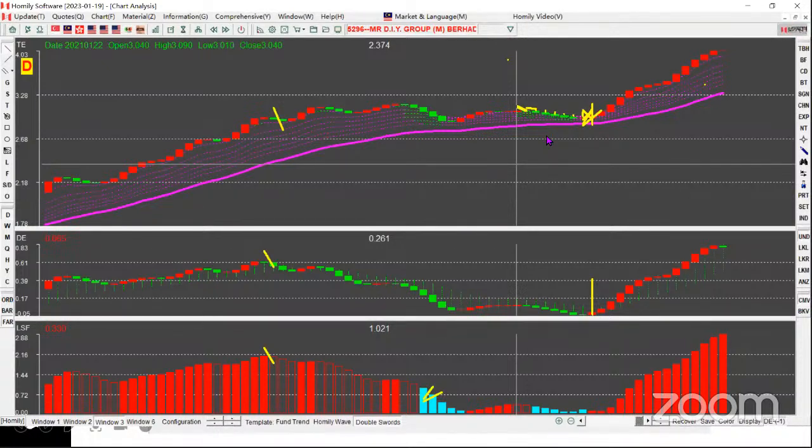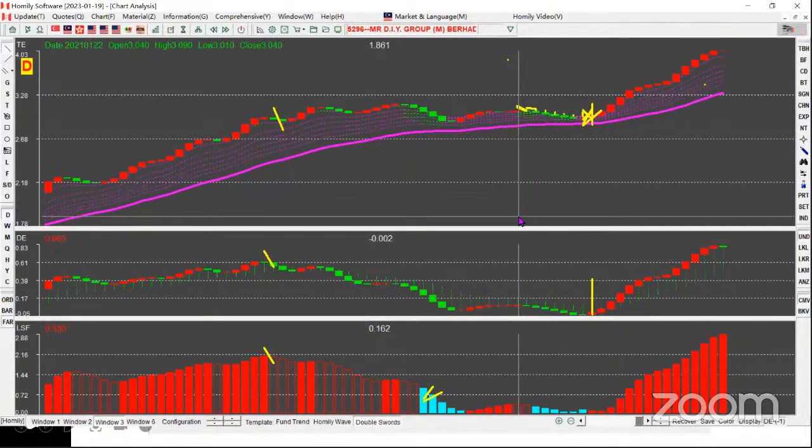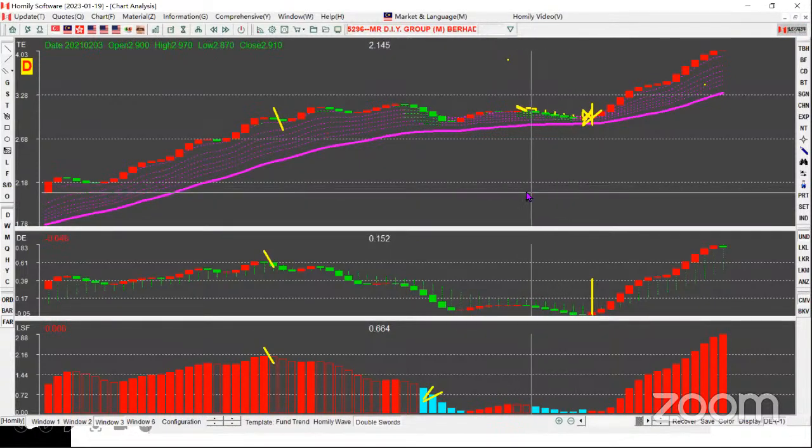Okay, wow, time goes very fast. So this is today's class about the double source template, and now the last question. In the 60-minute chart, green turns to red.